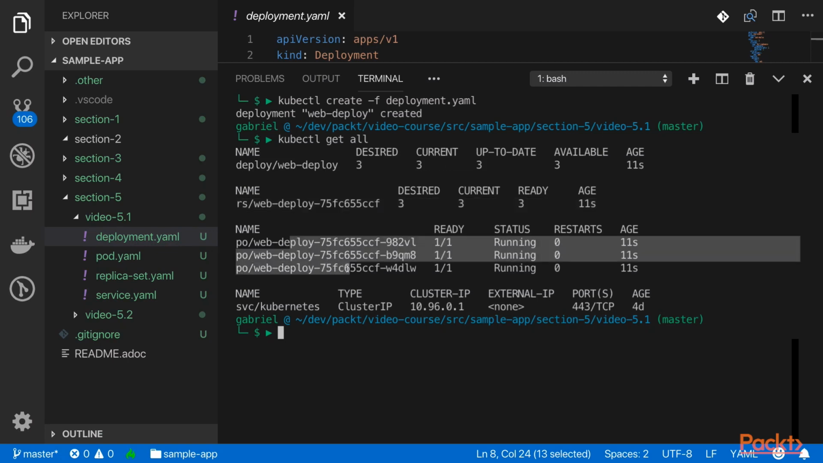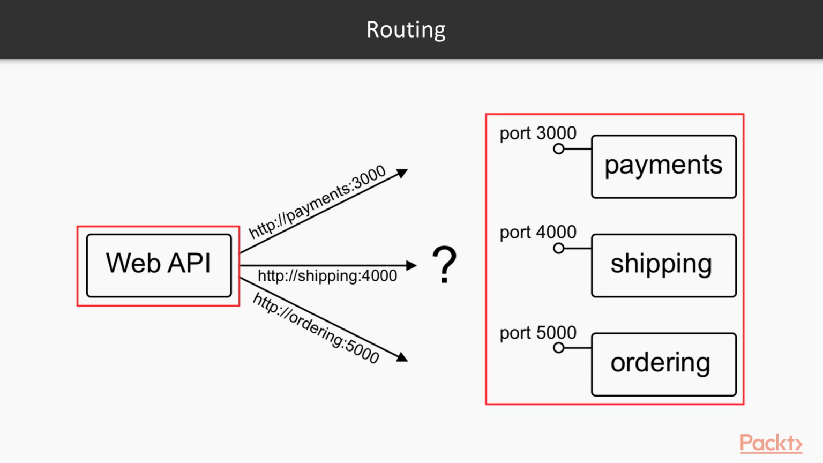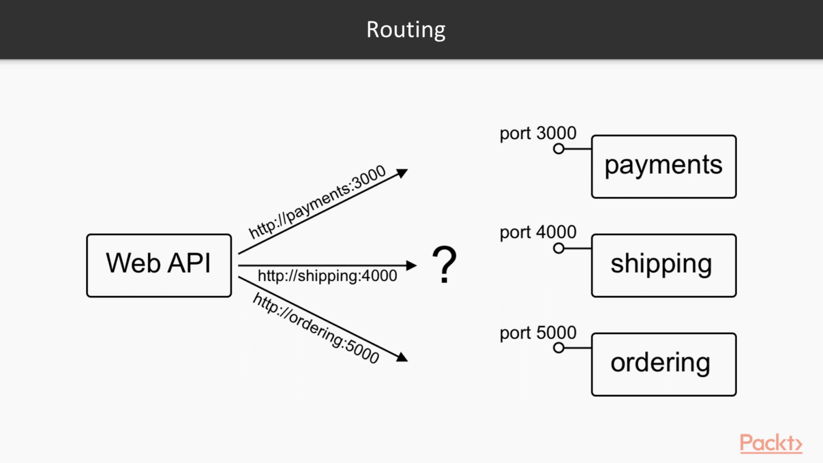Let's leave this deployment alone for the moment and move on to the Kubernetes service. In this diagram, the moment we start to work with an application consisting of more than one application service, we have a need for service discovery. We have a web API service that needs access to 3 other services: payments, shipping, and ordering. The web API should at no time have to care about how and where to find those 3 services.